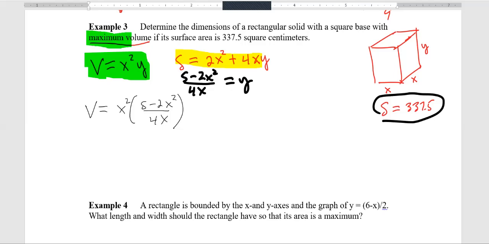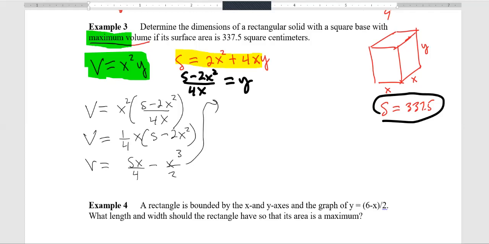Okay, now we can go ahead and multiply this. You're going to have a 1/4, you'll have an x, and you'll have an s minus 2x squared. And then we can go ahead and write this as s x over 4 minus x cubed over 2. So expanding, now there's my primary, and I'm ready to differentiate.